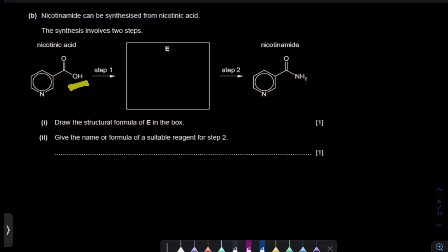So we can't directly displace it. So I need, I could get HCl, right? And that HCl will react with it. Yeah, you're right. Acyl chloride is made. And now I can displace the Cl with NH2. I could not have directly displaced OH. Okay. So yeah, that's right. So I could have brought in an HCl to do this. And now we'll bring in ammonia to do this. Give the name or formula of a suitable reagent for step 2: ammonia.